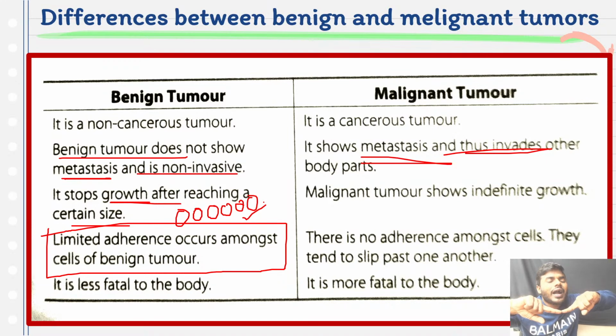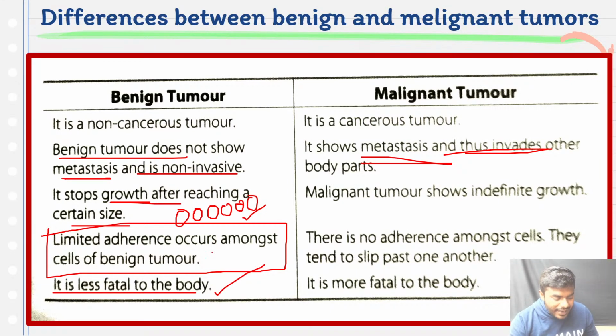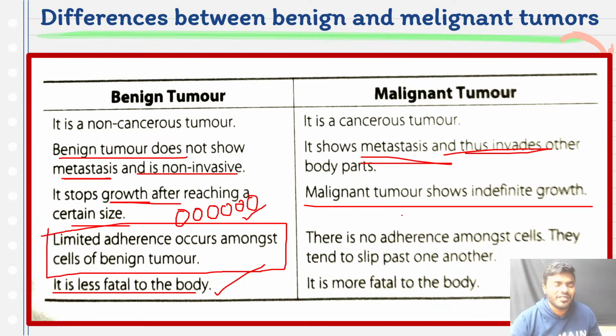The two cells attachment prevents the excessive division of the cells. And we know that it is less fatal to the body and it can be easily removed from the body. But friends, you cannot say that, like a benign tumor, malignant tumors show a particular growth; they never stop their growth. Once they reach a certain size, they will keep growing indefinitely.